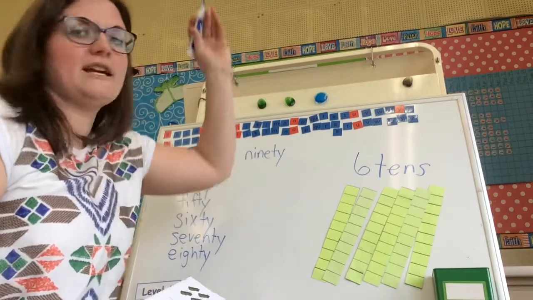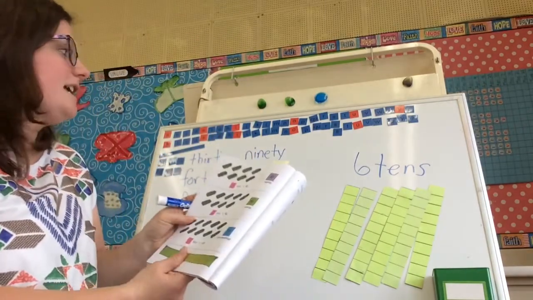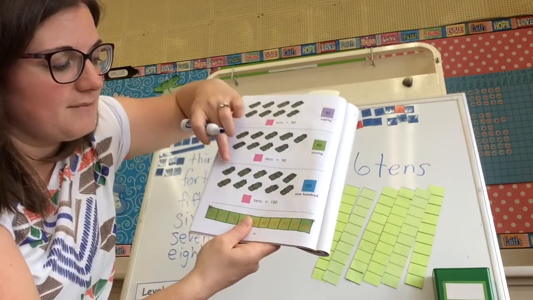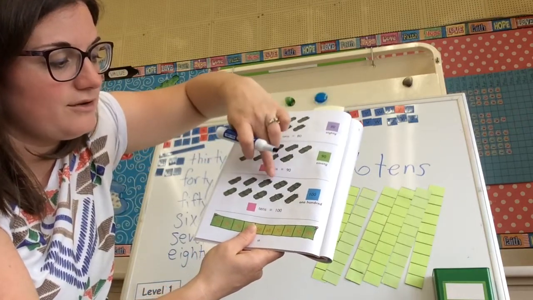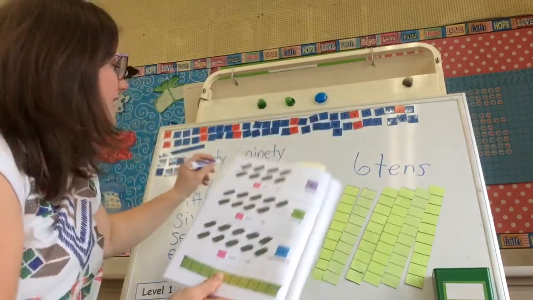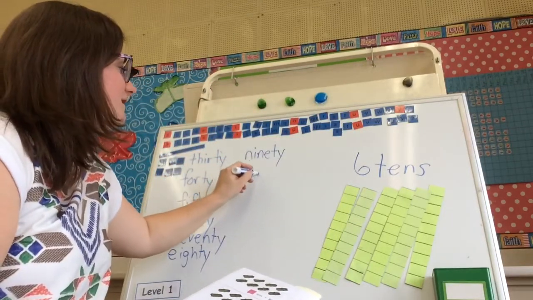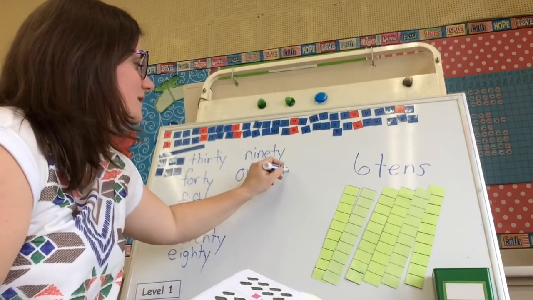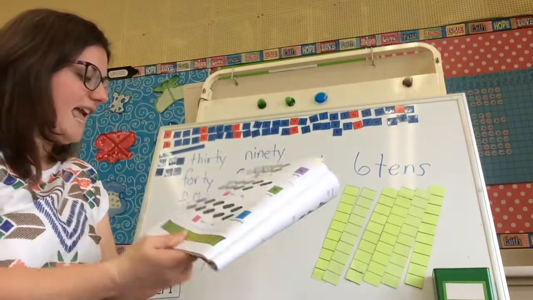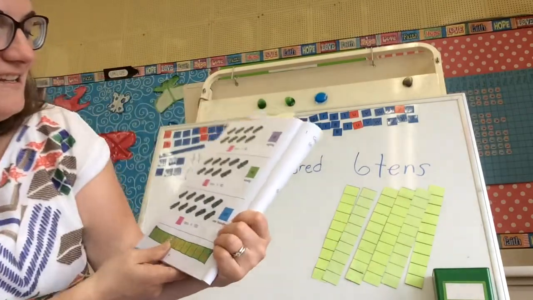You can write it all down your page because your page is bigger than my whiteboard for the space. 90. And then let's go along and count how many bundles I have now. 10, 20, 30, 40, 50, 60, 70, 80, 90. I have 100. So if I have 10 tens, that means that I have 100.